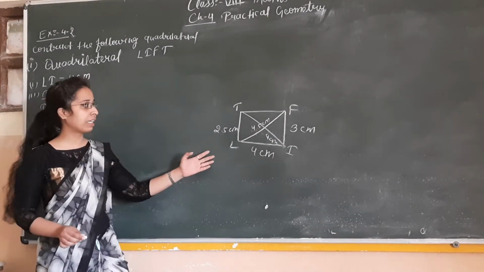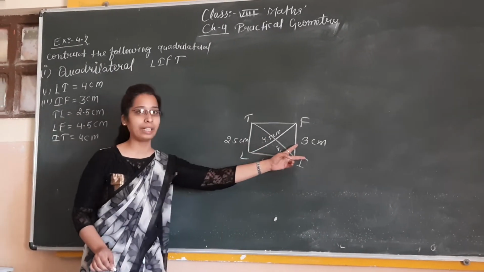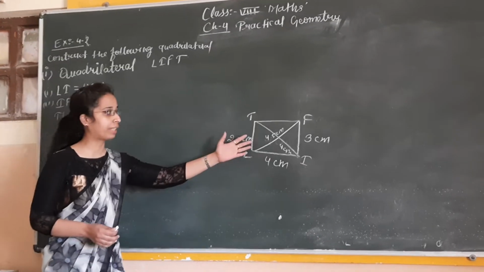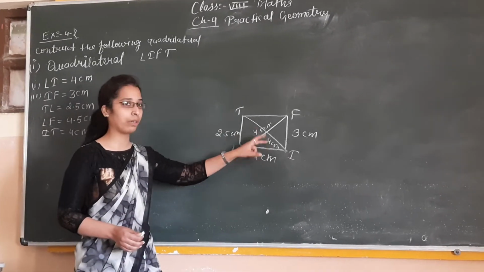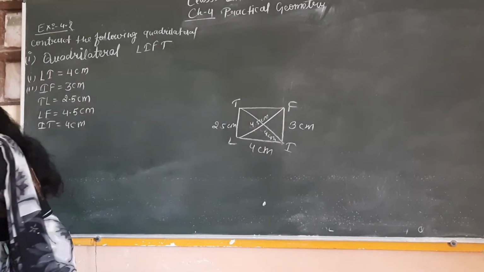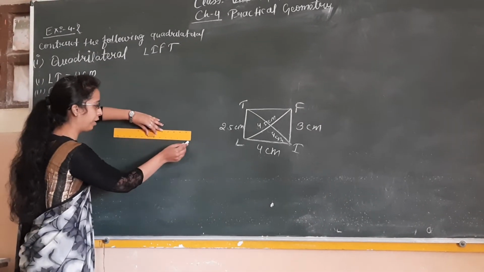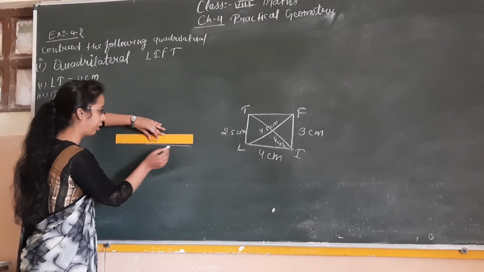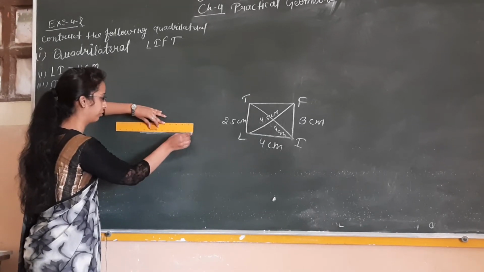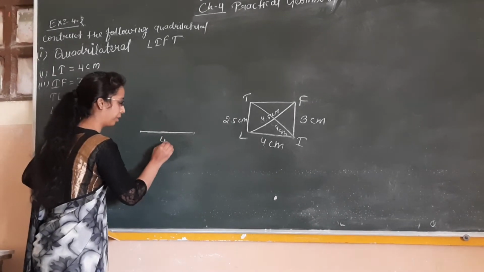We can see in this rough sketch that 2 diagonals are given and 3 sides are given. We know very well we have to draw a diagonal first. Of both diagonals, this one is greater, so firstly we have to draw LF, which is 4.5 centimeter.